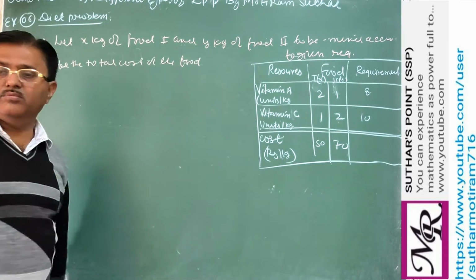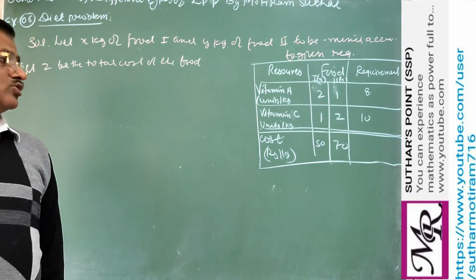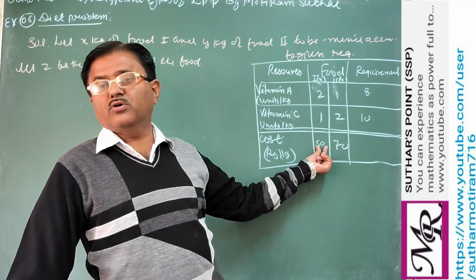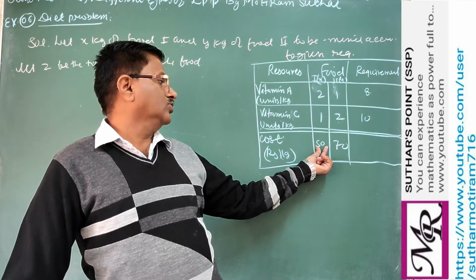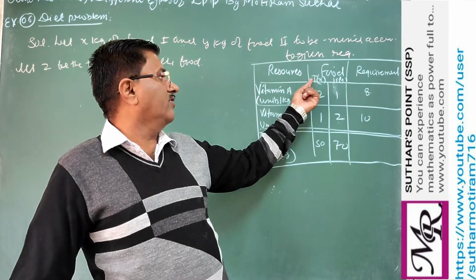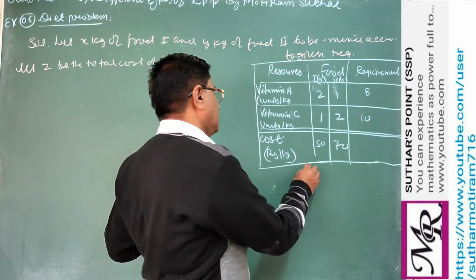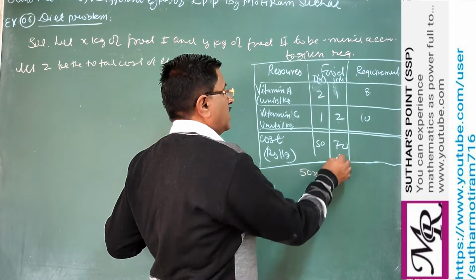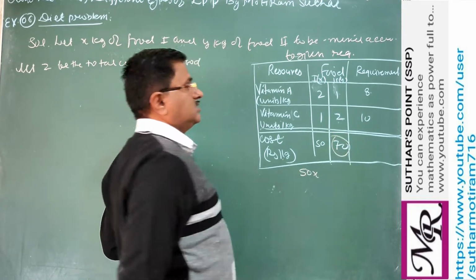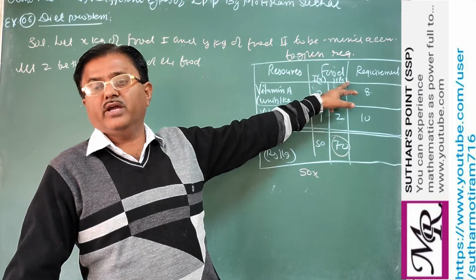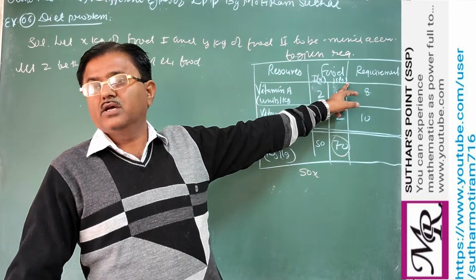Total cost of the food mixed. See here, we are saying 50 rupees per kg for the first type of food. We are taking x kg of the first type of food, so the cost will be 50x. The cost of the second food is given as 70 rupees per kg, and we are taking y kg of the second.